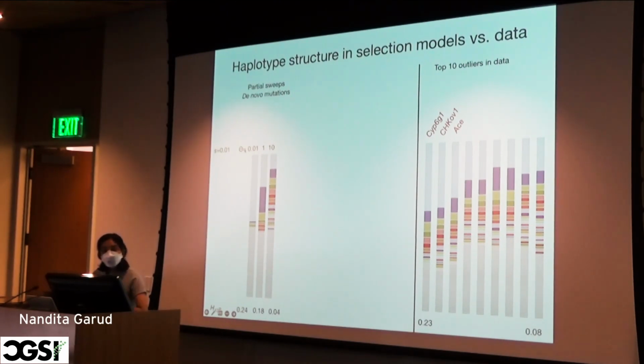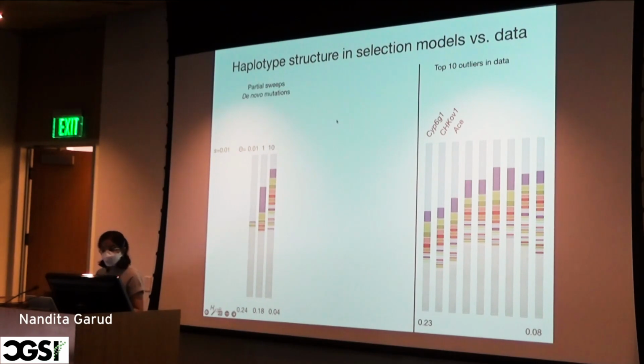Here I'm varying the adaptive mutation rate, or the rate at which new mutations enter the population per generation, to be ranging from 0.01, which should generate hard sweeps, and indeed you see a single haplotype at high frequency, to 1 or 10, which should generate soft and softer sweeps. And qualitatively, you can see that these soft sweeps look similar to what we have in the data.